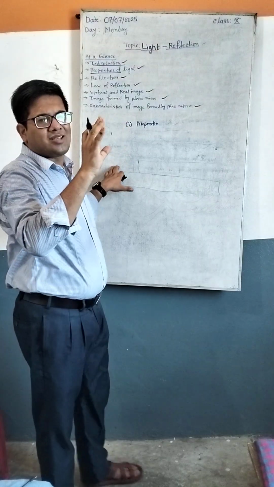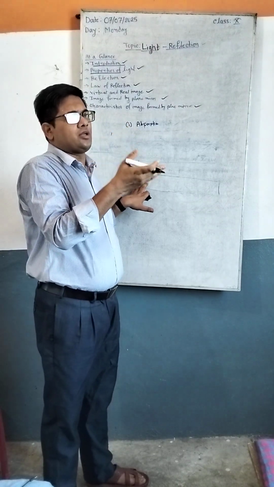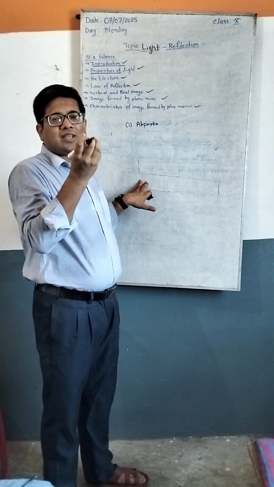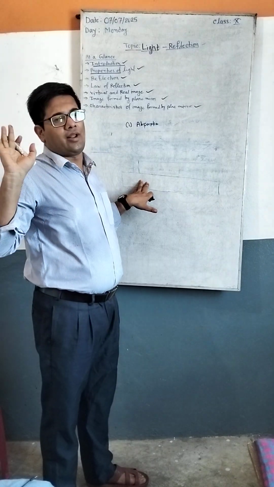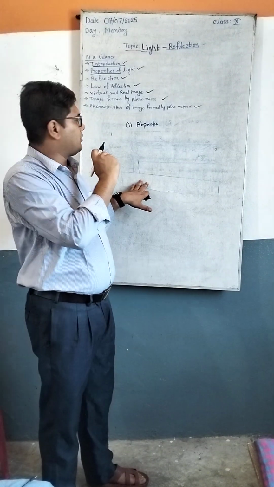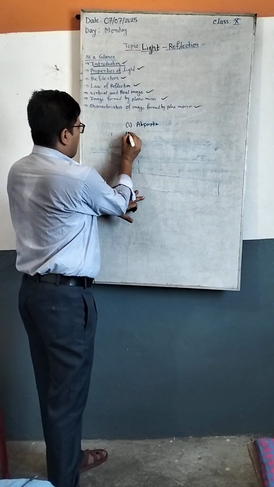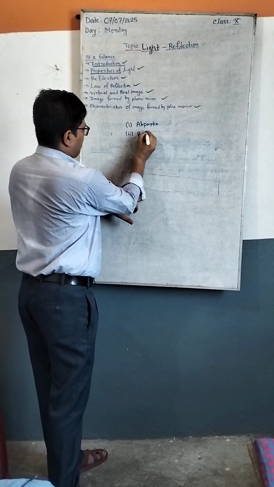Suppose the sunlight falls on an object, like a book or a flower. Some of the light is absorbed and the remainder is reflected. This is a property of light. The second one is reflection.